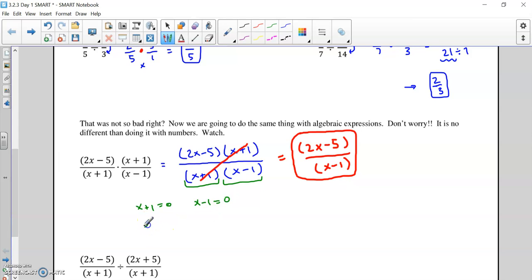So when you solve those, you get x equals -1 for this factor, x equals +1 for that factor. So my excluded values, that's what EV stands for, are -1 and 1.